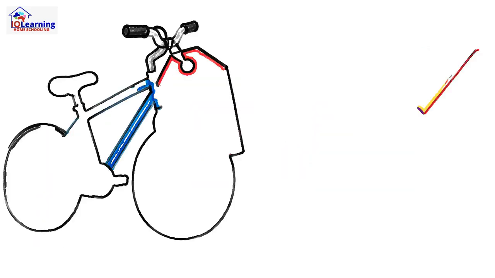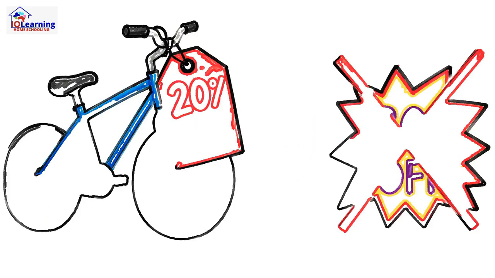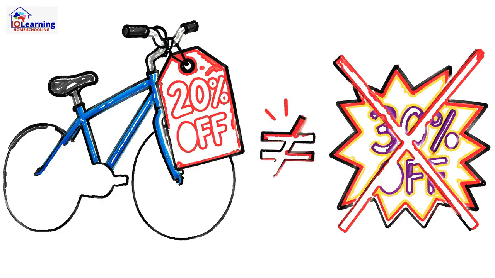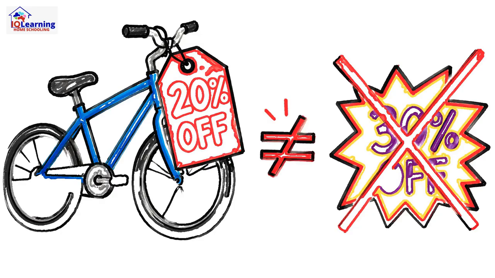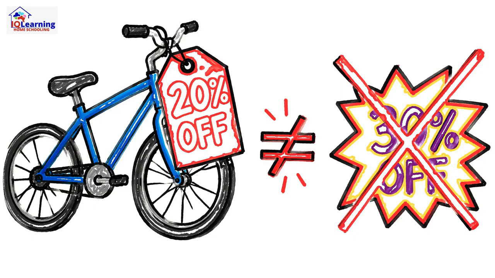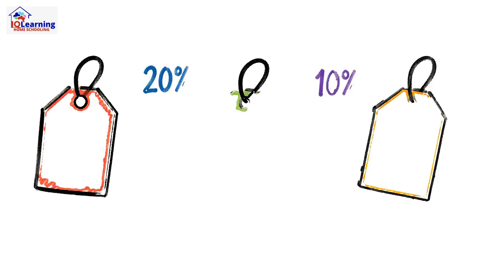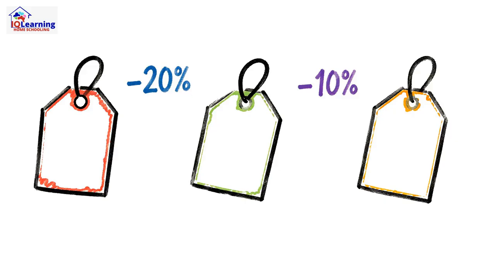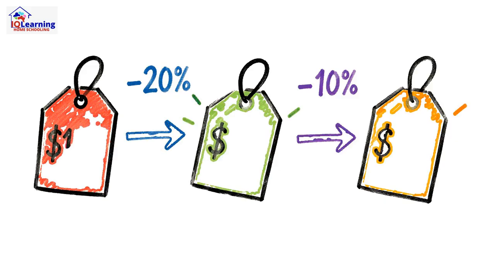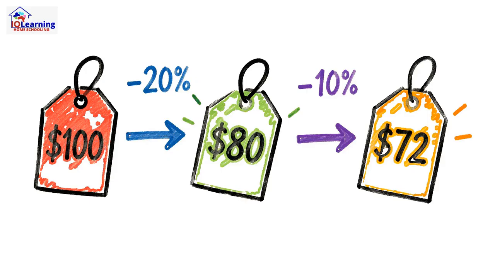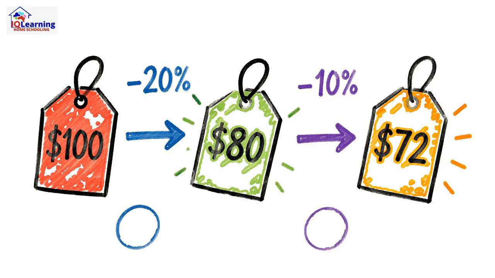But here's a crucial real-world trap. A bike is on sale for 20% off, with an extra 10% off at checkout. That is not a 30% discount. The first 20% discount is applied to the original price. The second 10% is applied to the new, already lower sale price. Always calculate discounts one step at a time.